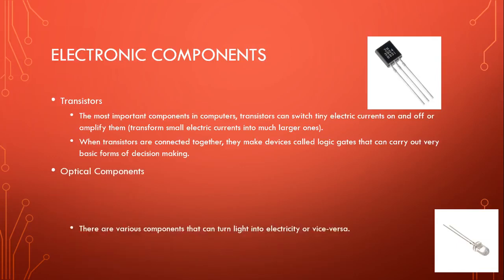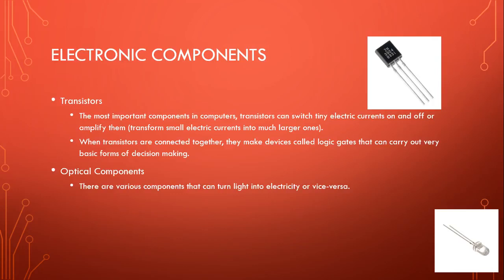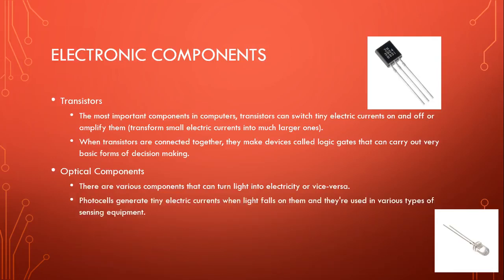Next, we have optical components. There are various components that can turn light into electricity, or vice versa. It's electricity converted over into light. Photocells are one form of that, and these generate tiny electric currents when light falls on them, and they're used in various types of sensing equipment. Another common type is light-emitting diodes, or LEDs, and there's a picture of one shown there. They work in the opposite way. They take and convert small electric currents into light. So like I said, sometimes it's light into electricity or electricity into light, and this is an example of electricity into light. Current flows through, LED turns on.